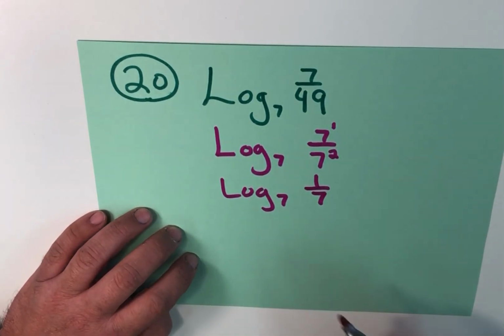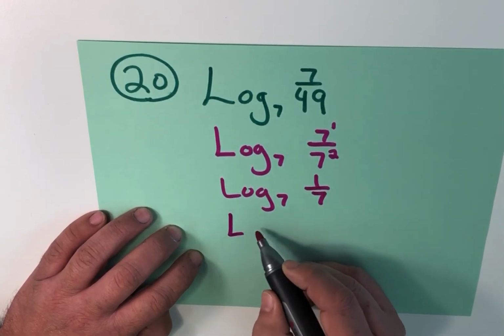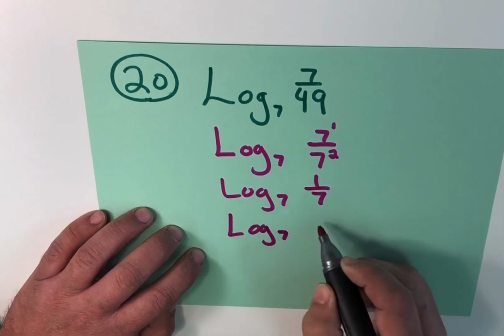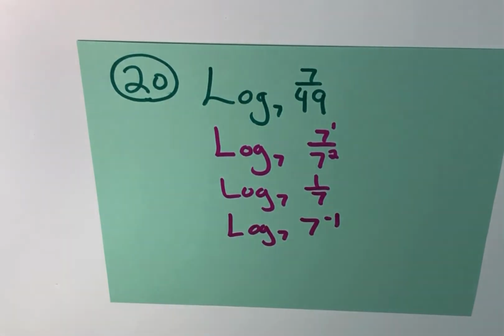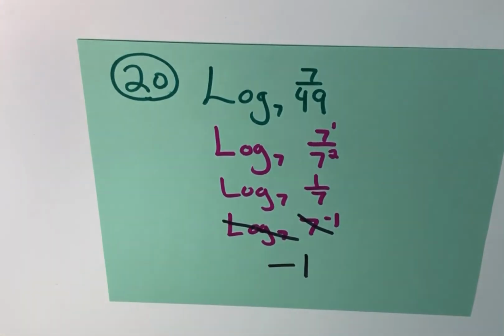However, I'm going to change this to an exponential by making it unhappy, which means a negative exponent. Log base 7 of 7 to the negative 1. Why did I do that when I've always told you to work with positive exponents? Because now my bases are the same and I can cancel them and you get negative 1.